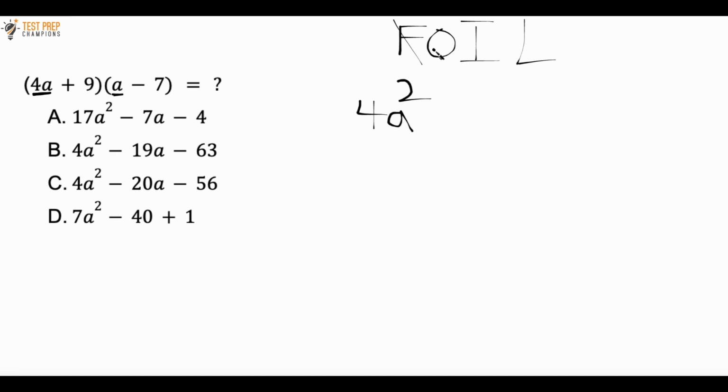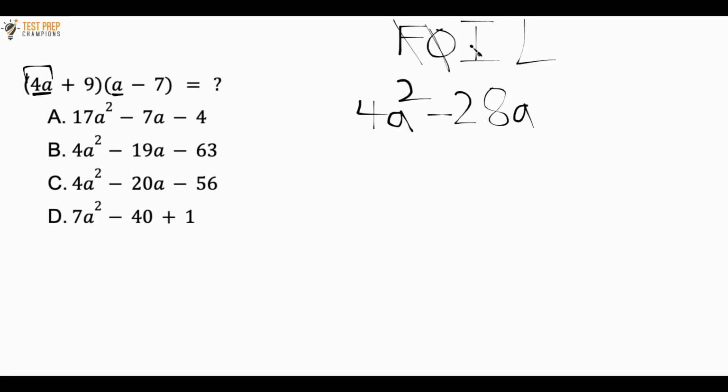Now I'm going to move on to the O. So the O stands for outer. So I'm going to do 4a times -7. Now it's really important to consider the minus sign here in front of the 7. So I don't just want to do 4a times 7. I want to do 4a times -7. So that gives me -28a.